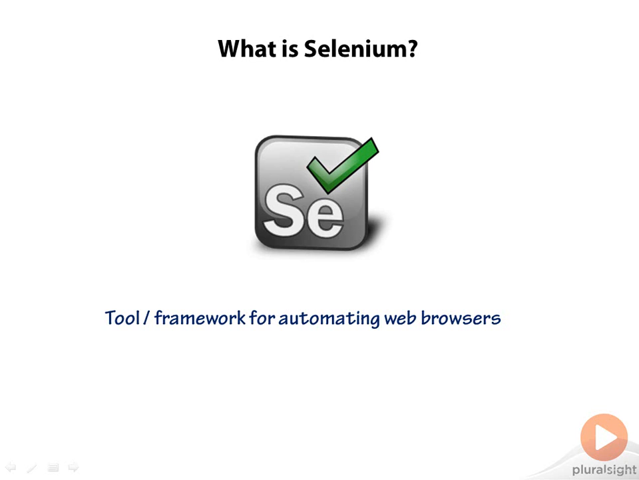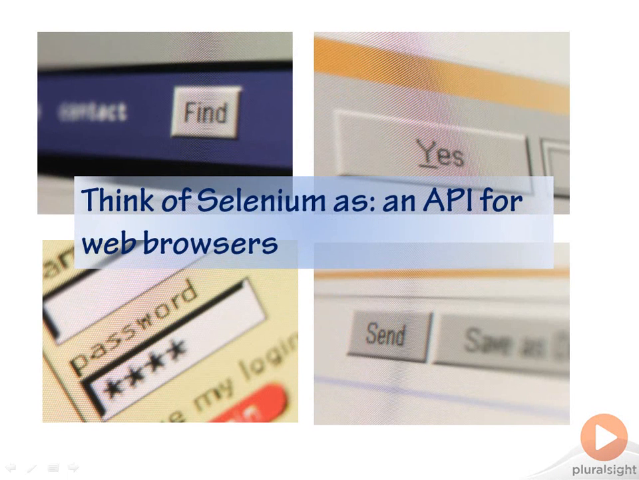And it works on multiple web browsers, and really all that Selenium itself does is to allow you to do that automation. Now there's various components of Selenium, and we're going to talk about some of those in a bit here. But a good way to think about Selenium is that it is basically an API for web browsers.